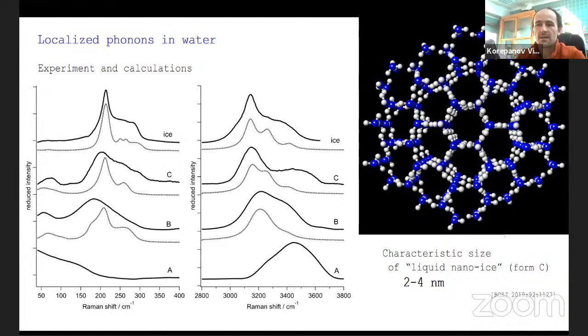Then the next one is less ordered water, and the bottom one cannot be reproduced with this kind of calculation because this is a completely disordered phase. And on the right side, you can see the characteristic size of the cluster and how this cluster looks if we build it with water molecules. So this kind of ordered liquid nano ice cluster exists in water, especially in supercooled water, but it can be observed below 10 degrees C. So this is all about the phonons and localized phonons in Raman spectra.